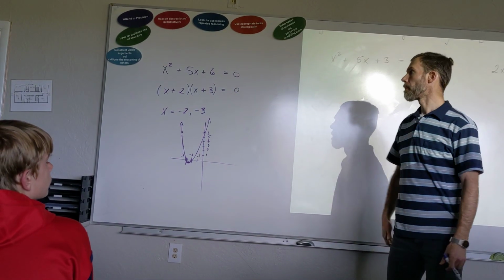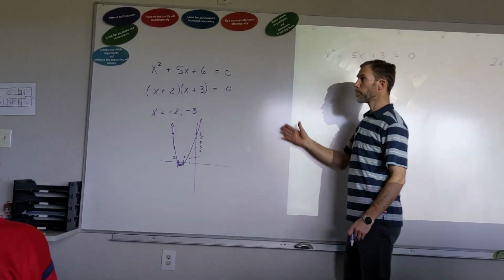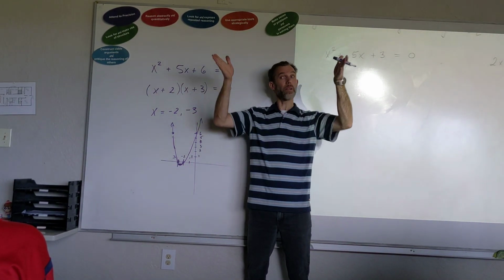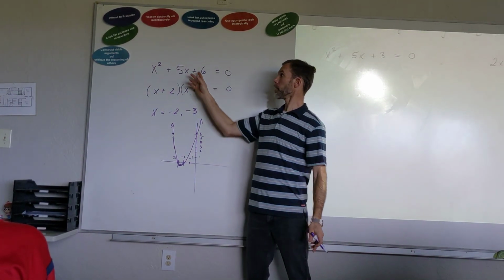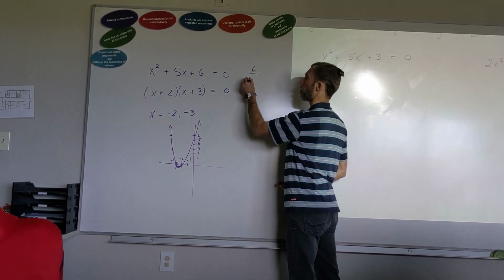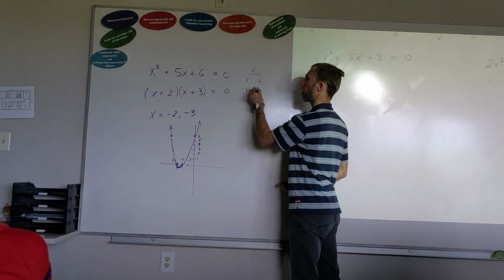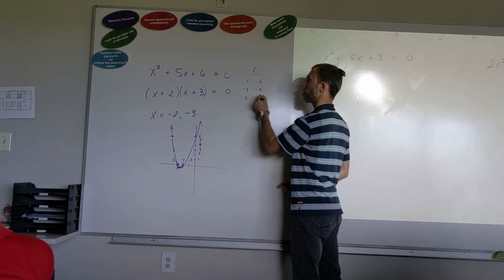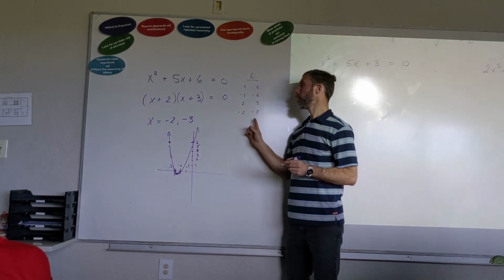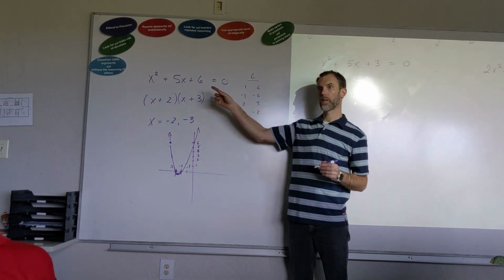Okay, so just a little background here. This quadratic here, we know it's like a parabola shape, right? And factors of 6 are 1 and 6, negative 1 and negative 6, 2 and 3, negative 2 and negative 3. Which pair of these adds up to 5?